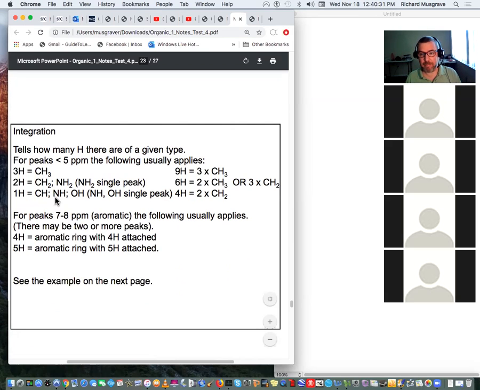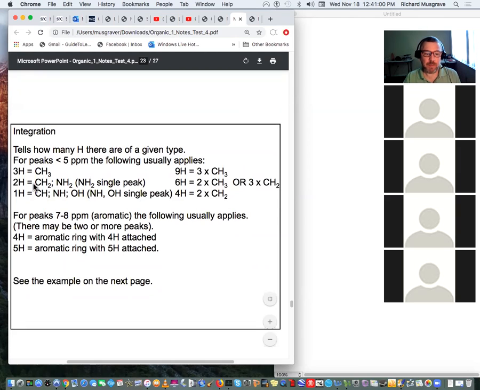Shock and awe, huh? A 2H could be a CH2 or an NH2. A 1H could be a CH, NH, or OH. And then you've got combinations of these as well. 9H is like 3 CH3s, but they all have to be the same environment. Well, 6H can be 2 CH3s or 3 CH2s, and I'll show you how you can distinguish between those two groupings. And the 4H is generally 2 CH2s, but again, they have to be related by symmetry.